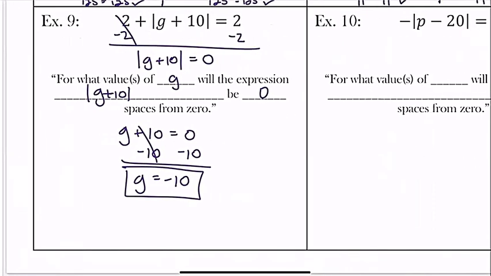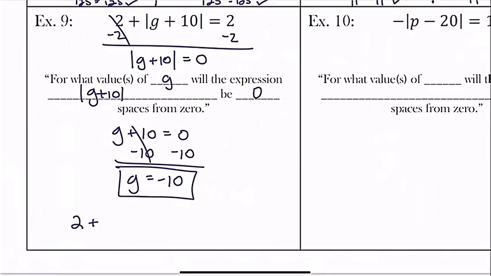And then obviously plug it back in. It would look like this: 2 plus the absolute value of -10 plus 10 equals 2. Plug this into the calculator and you would get 2 equals 2, because it's true. So that's what it looks like if you have only one solution.